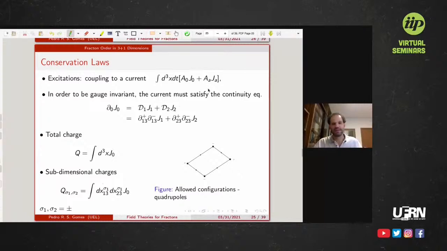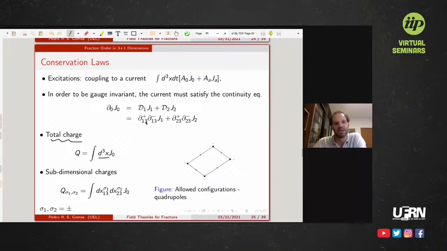Now we can see the consequences of this gauge structure, and we follow the strategy of the previous case of the usual Chern-Simons theory. We couple the theory to external currents. In order for this coupling to be gauge invariant, the current must satisfy the continuity equation, which is like this. We see some interesting properties here. The first one, of course, is the conservation of charge in the whole system. If you integrate over the whole volume, you get the conservation of the total charge.